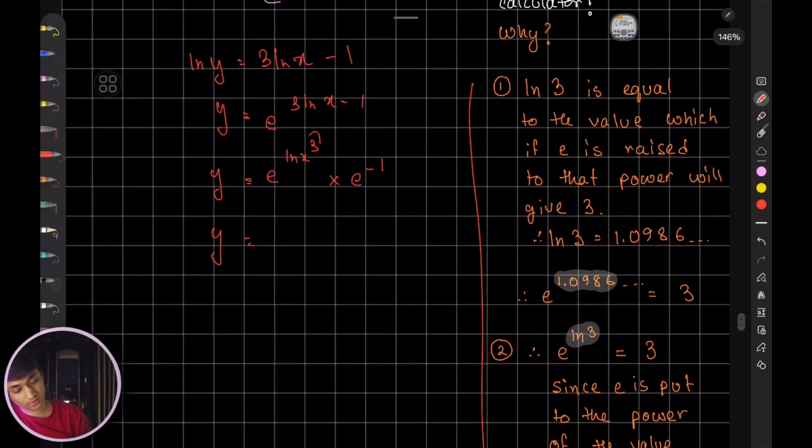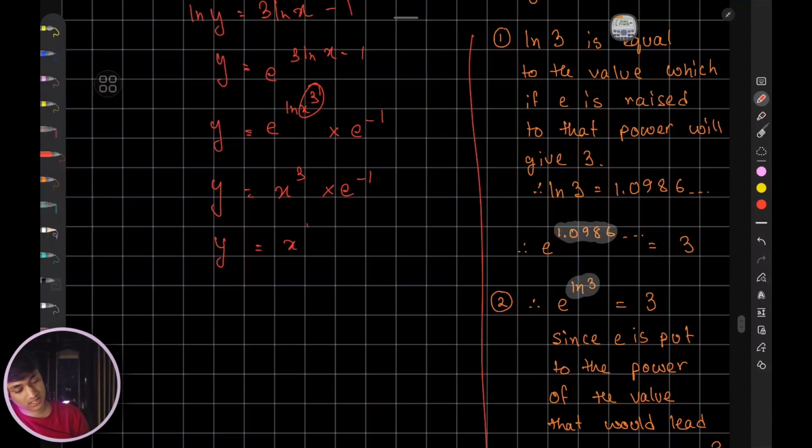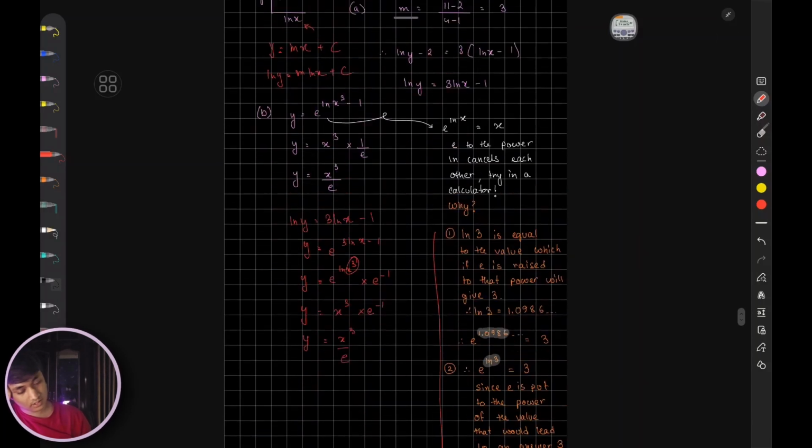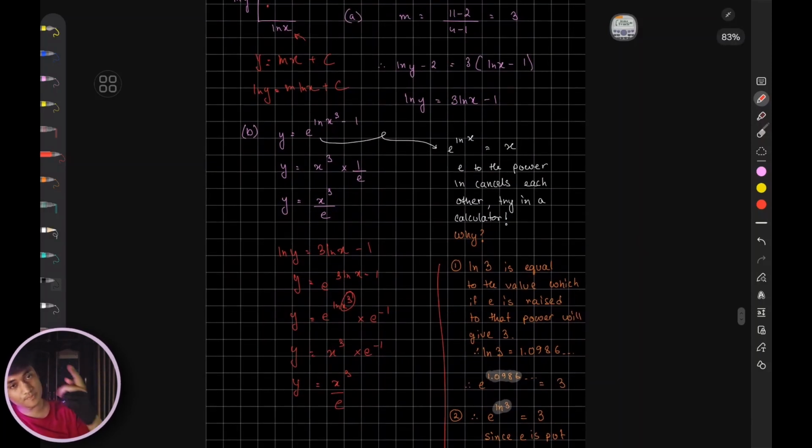So ultimately over here, what will you be left with? You're going to be left with x to the power of 3, because that's the term inside, right? So you're going to be left with x to the power of 3 because e and ln cancel each other off. x to the power of 3 times e to the power of minus 1. Ultimately, your equation is going to be x to the power of 3 divided by e. This is ultimately your answer. Is that it? Yes. So you have non-linearized your equation. How do you do it? You remove the ln functions.